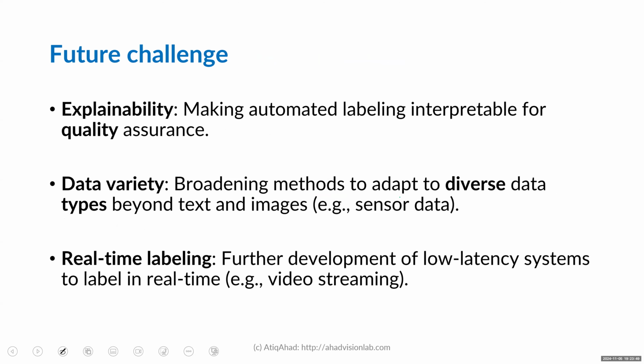Okay, future challenges in this domain. Definitely explainability is an important point: making the automated labeling interpretable, what they are doing, for quality assurance. Data variety: broadening methods to adapt to diverse data types beyond text and images, for example sensor data, like all the wearable sensors and smartwatches that millions of people are using all over the world from very different companies, and they are collecting our data seamlessly. But how to annotate them, like at which time I was walking or running or under stress or happy or sitting, and so on. And another point is, can we do real-time labeling, especially in video streaming cases and so on?